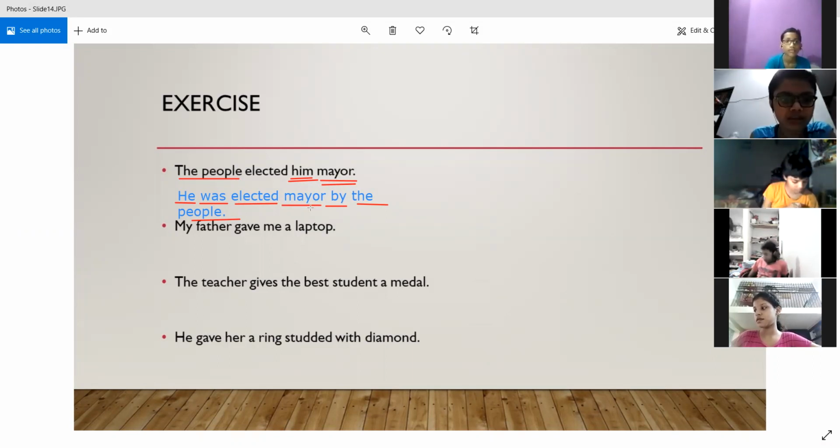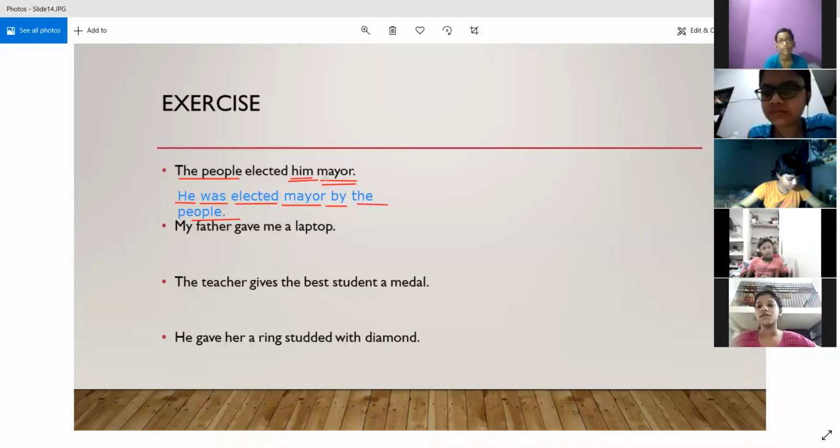So we do not use mayor as our subject because it is not the main object in the active voice, but it is a complement. You need to recognize it. Him and mayor are the same person, right? It is just additional information about him that they elected him what? They elected him mayor. So we are getting some extra information about him over here. All right, wait a minute.